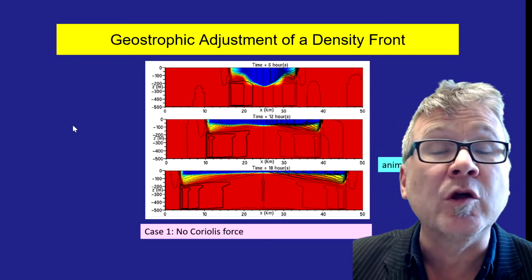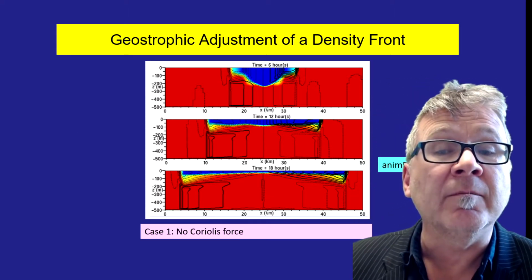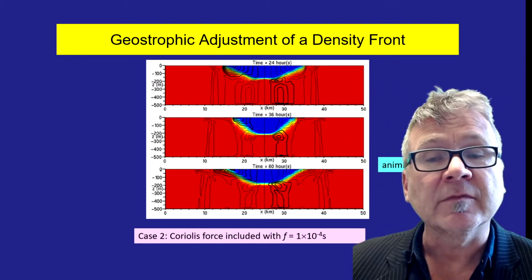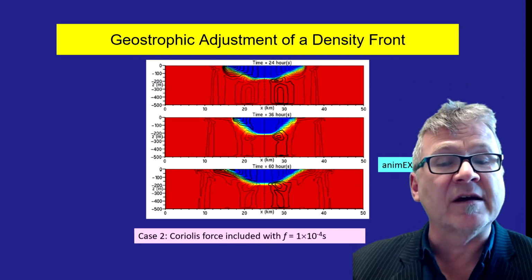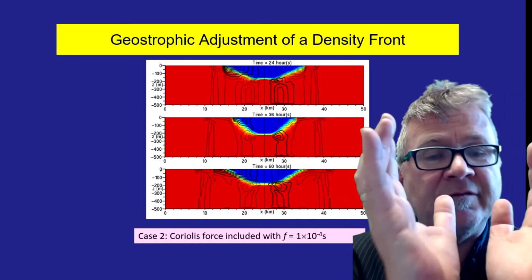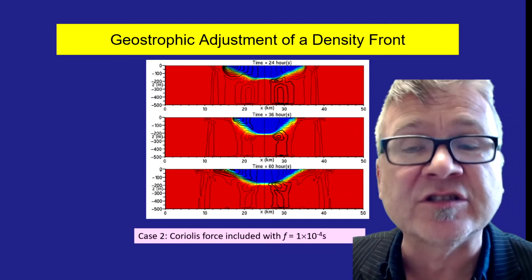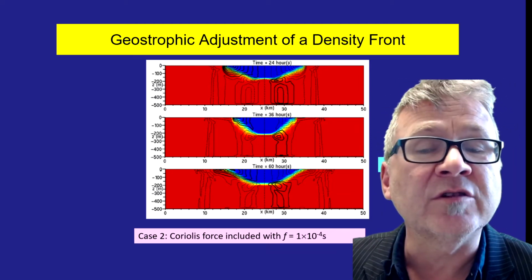Now let's have a look what happens if you switch on the Coriolis force. Here we go. After 24 hours, 36 hours, 60 hours, you still have that pattern sitting there. The low density, the light patch still hangs around the surface.